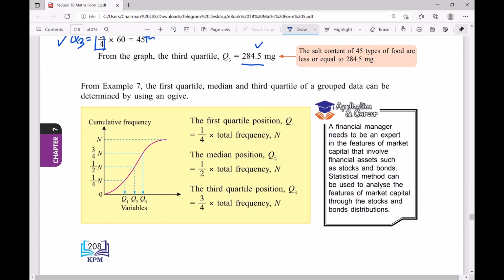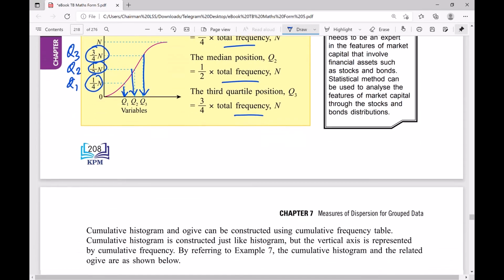And to sum up, this is how it is done just now. Your first quartile, second quartile, which is your median, and this is your third quartile. You can find the answer here. And this is what we have done just now.